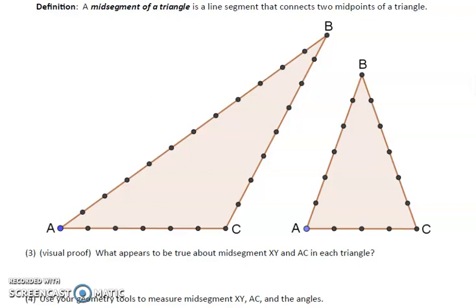So a mid-segment of a triangle is a line segment that uses two midpoints. They ask you in this one to do a visual proof between line segment XY and AC. So we're looking for the midpoint of AB. AB is 12 units long.